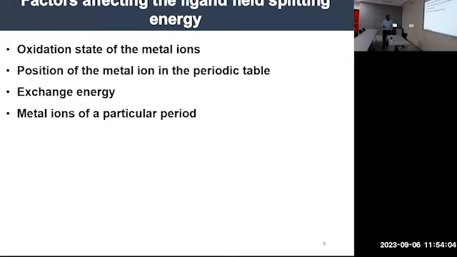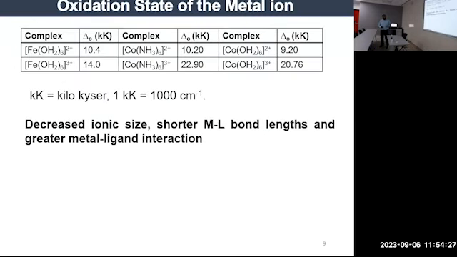Next, an important fact is what is the octahedral delta o value? This octahedral ligand field splitting energy depends on certain factors. Obviously, it depends on the oxidation state of the metal ion, the position of the metal ion in the periodic table, and exchange energy for metal ions of a particular period. First, the oxidation state of the metal ion. This is adopted from a book, and this unit is kilokaiser, which is equal to 1000 centimeter inverse.